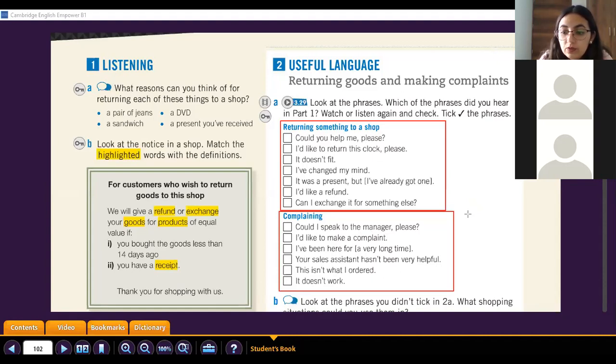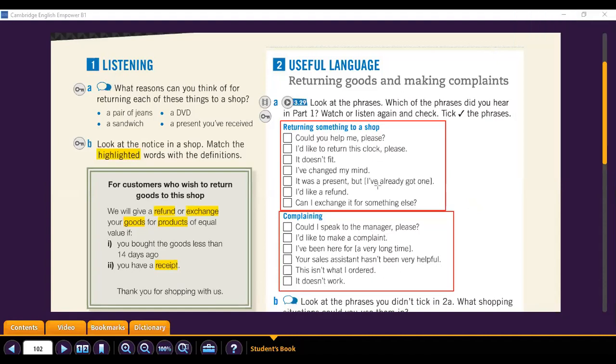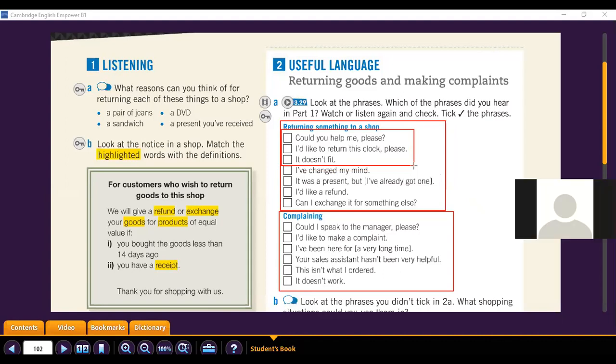So please, could you, Maria, could you help me reading these 3 first sentences to return goods? Could you help me, please? I'd like to return this cloth, please. It doesn't fit. Very good. Kevin, can you help me reading the following 4 ones, please?